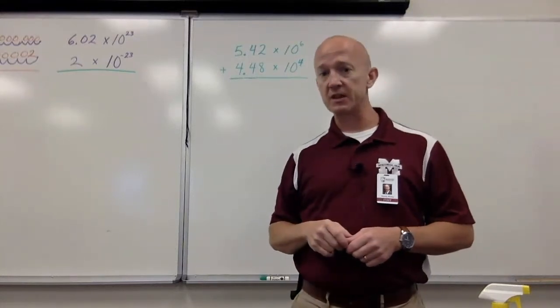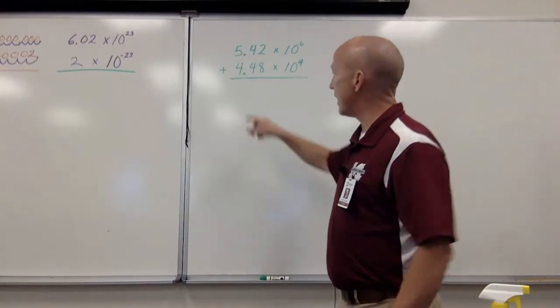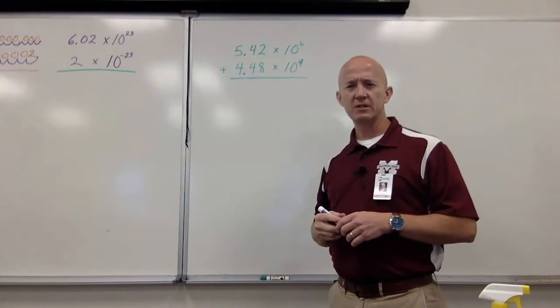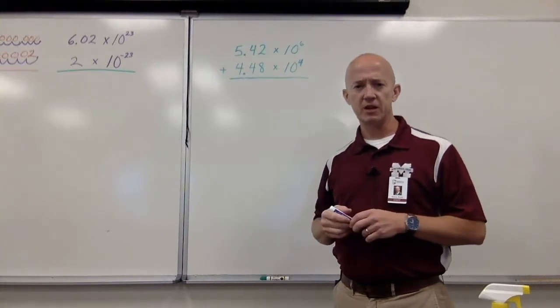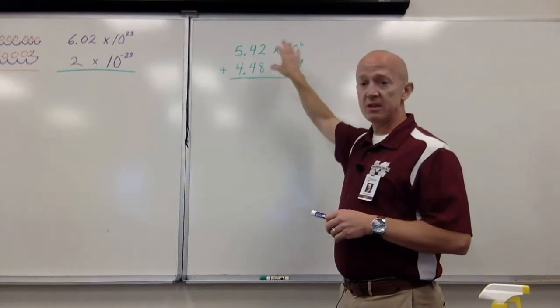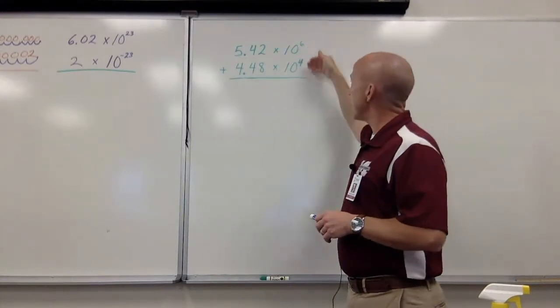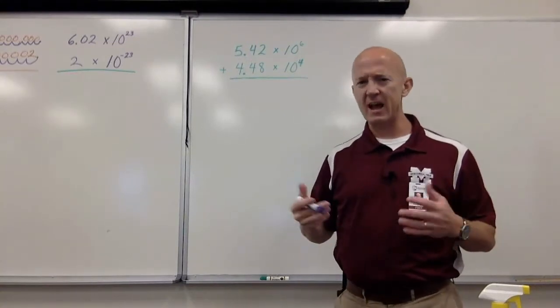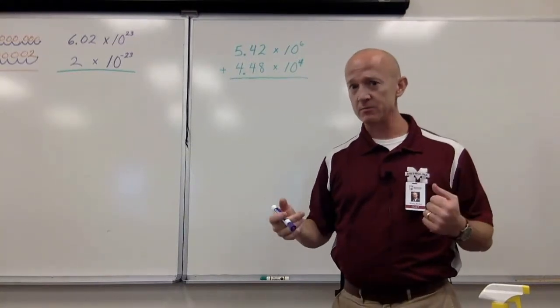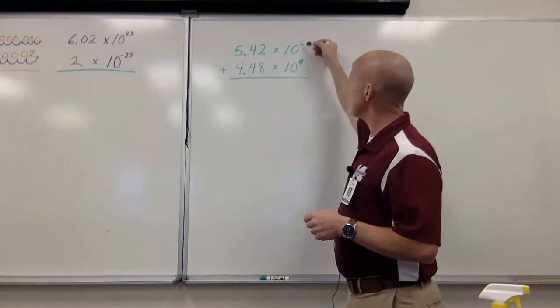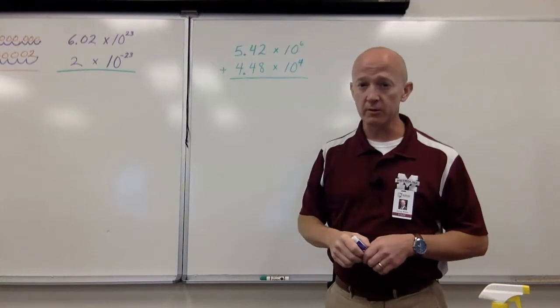5.42 times 10 to the 6th, and adding to that 4.48 times 10 to the 4th. How do we add those together while they're in scientific notation? Now I tell you this, in order for us to add these two together, these exponents have to be alike. It'd be sort of like adding apples and oranges instead of apples and apples, if we didn't. So we need to convert one of these to be like the other one.